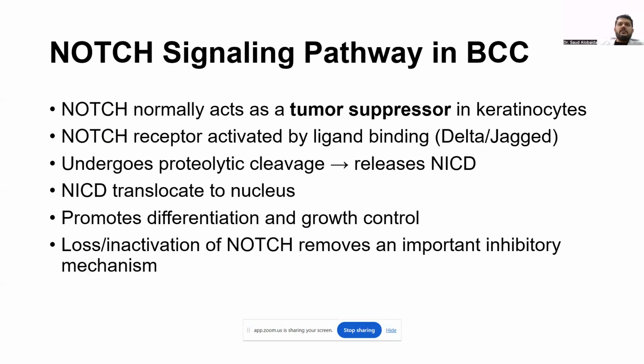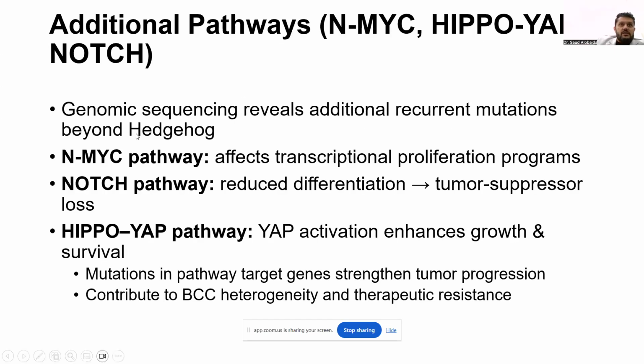Another pathway is called the Notch signaling pathway. Acts as a tumor suppressor in keratinocytes mainly. If you look at the figure, it's like a binding ligand has an extracellular and intracellular part, and when it gets cleaved by a protease, its intracellular part is released, translocates down to the nucleus, and starts activating. So I think knowing this pathway is also important. Other pathways with sequencing have been noticed, like the MYC pathway, Hippo-YAP pathway.